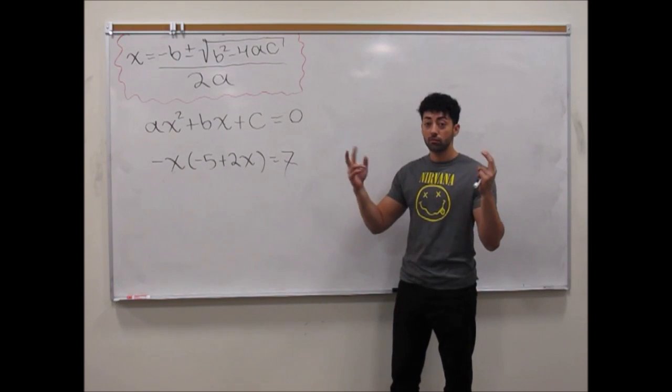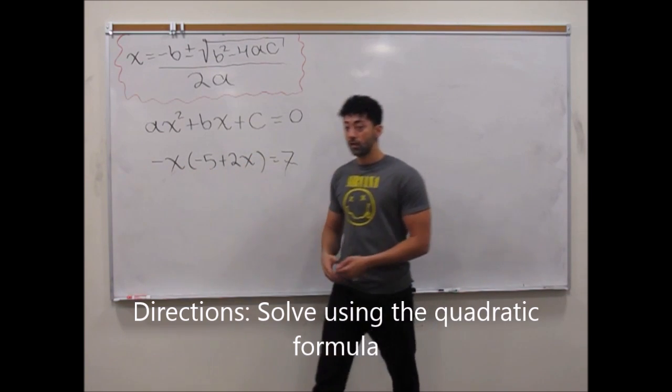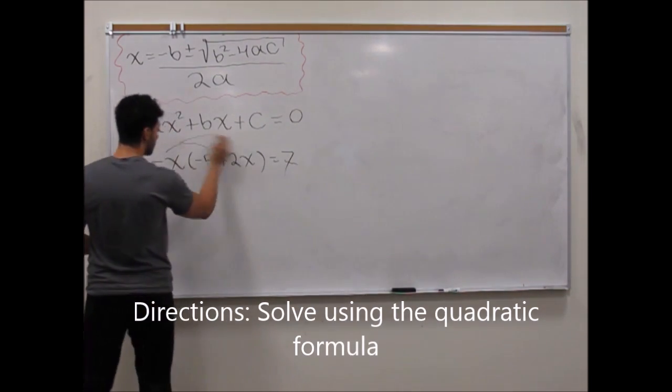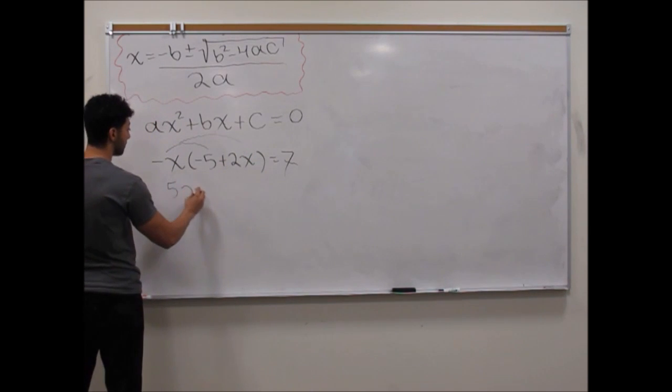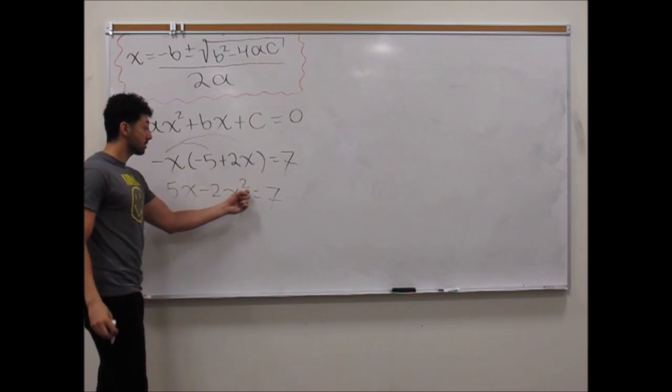So this doesn't even look quadratic in the first place. We're trying to use the quadratic formula. So why don't we distribute this negative x into this parenthesis and see what happens. So let's pop that in there. So we get a 5x minus a 2x squared equals a 7. So now we got a second degree.